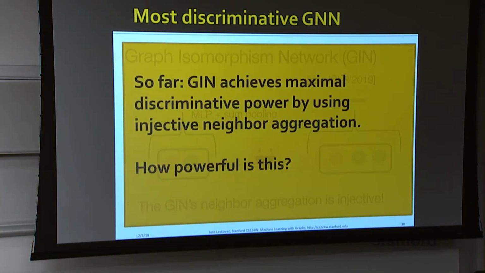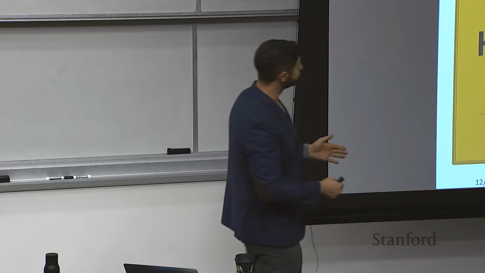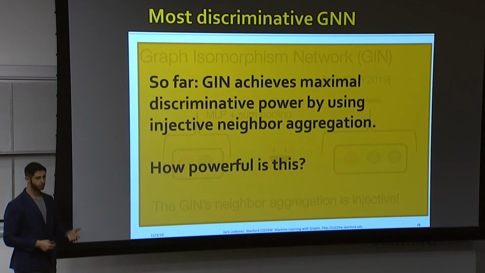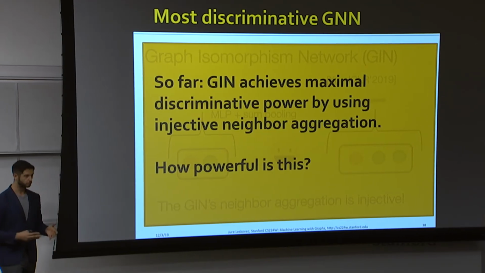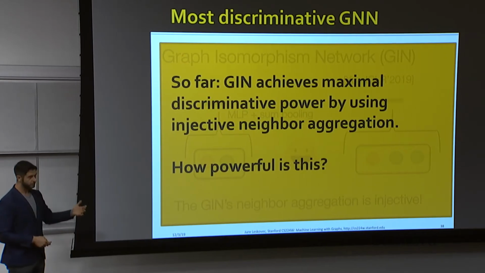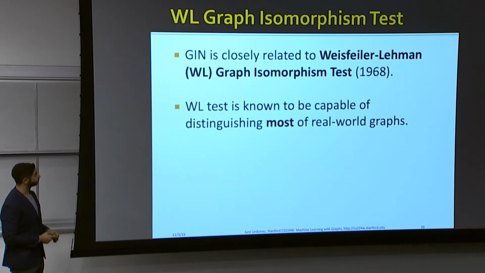So what we've seen is that GIN allows us to achieve maximal discriminative power by using this injective neighbor aggregation, but how powerful is this? I'm going to be showing you some experiments, and also a mapping to a graph isomorphism test to convince you that this is much more powerful than what we were talking about before.